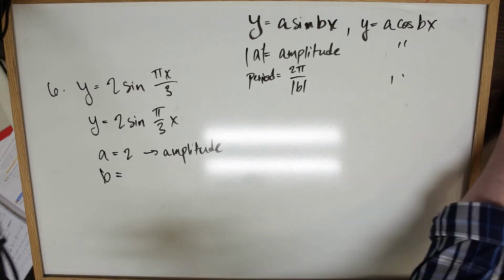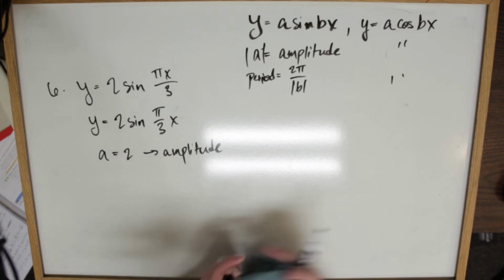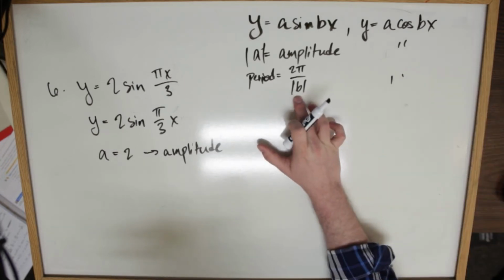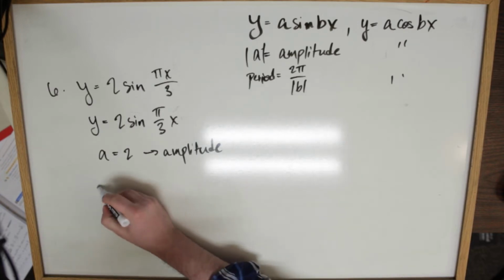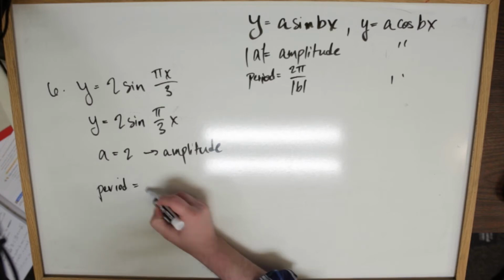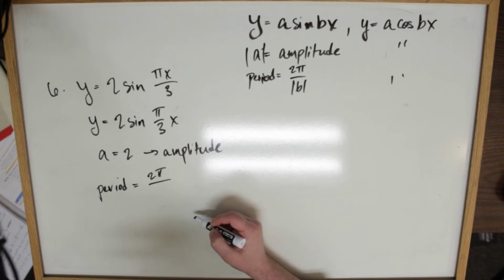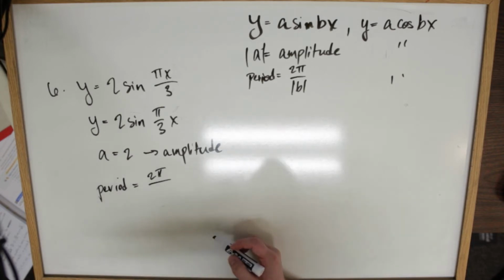And then b is going to tell us what the period is. So remember, the period is not b. The period is going to be using the value of b to determine what that is. So in this case, the period of this function is going to equal 2 pi divided by, what do we got? Pi over 3?